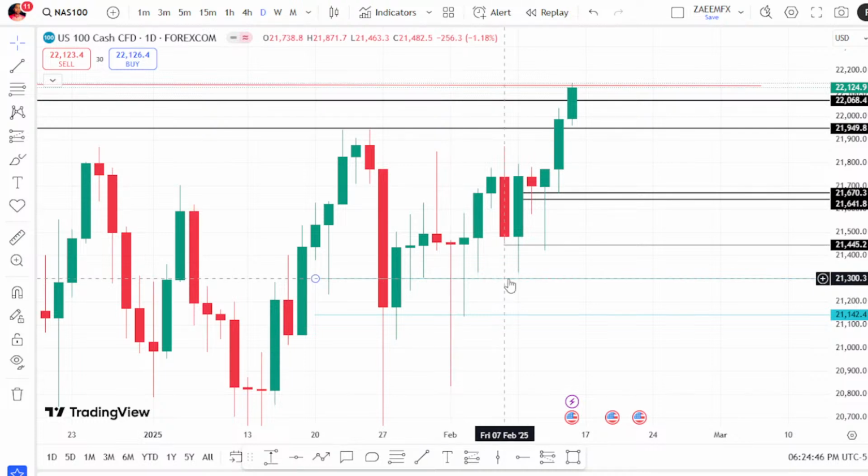Those are my levels. To me, they are the key levels. Once price hits them, I will take action. Once price leaves without hitting them, then I will just leave the levels as they are.